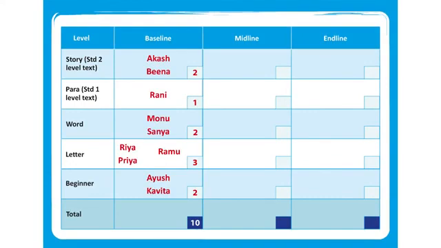Now that you know the current level of every child, you will have to think of how to help each child improve. Can you think of ways to help every child reach the story level? If children like Rani, Monu and Sanya are given some reading practice, they can easily become story level readers in just 5 to 10 days. Children like Ayush and Kavita should be taught to recognize letters, sound out syllables and form simple words. As you work with the children, their reading will improve and so you can use the columns called midline and endline to note their progress.